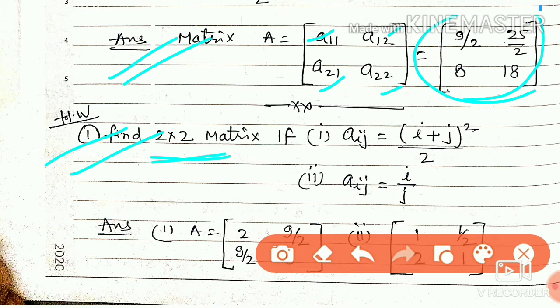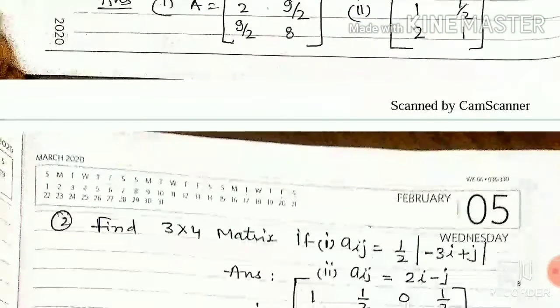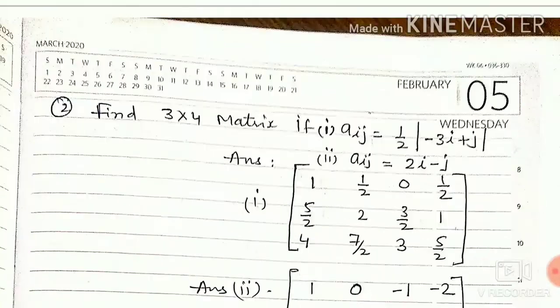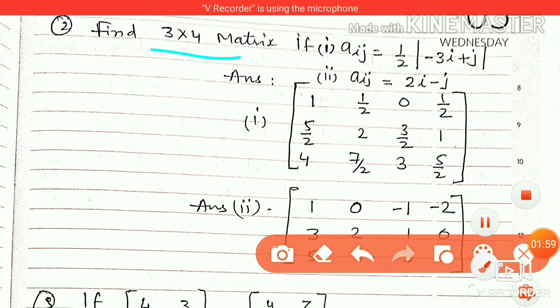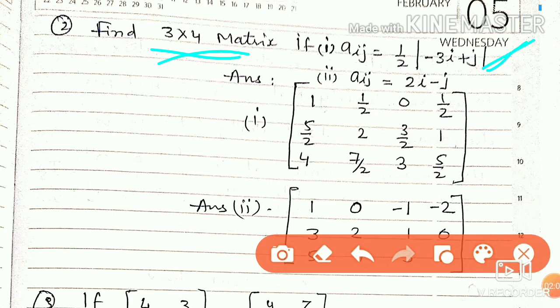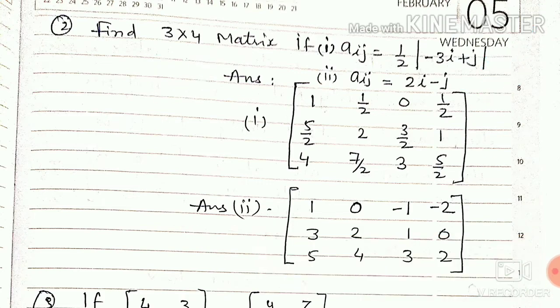Find the 2 into 2 matrix if Aij is given as (i plus j) whole square upon 2, and Aij equal to i upon j. Look at these two answers you get. Similarly, you have two more questions to do. You have to find the 3 into 4 matrix where Aij equal to 1 upon 2 modulus of (minus 3i plus j). Modulus means whatever you get inside the bracket, positive or negative, you have to make it positive. The second question is Aij equal to 2i minus j. You will solve, you will get these answers.